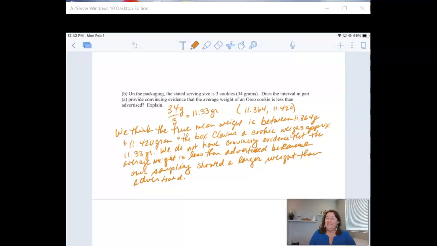Now, this is kind of silly, but let's say you were following a diet and you're reading the box and you're thinking, hey, that's 11.33 grams, that's so many calories, and then we do the sampling. Well, they might be underestimating their calories by a little bit, right, than what we're finding. We might be finding that the cookies are a little bit more than what they advertise, and a little bit more usually means a little bit more calories. But as far as their question goes, does it provide convincing evidence that the average weight is less than advertised? The advertised is the 11.33. So we are not getting less than advertised. We're actually getting more than advertised. So we don't have convincing evidence.